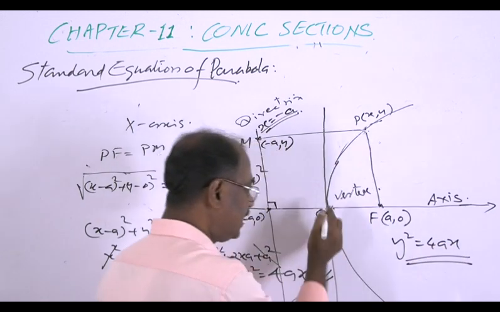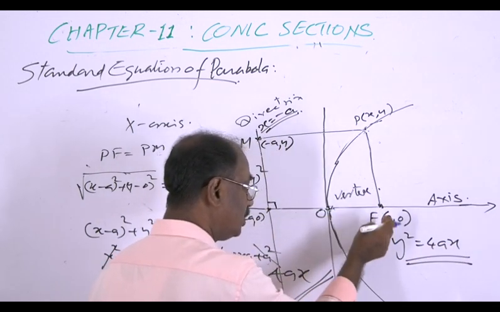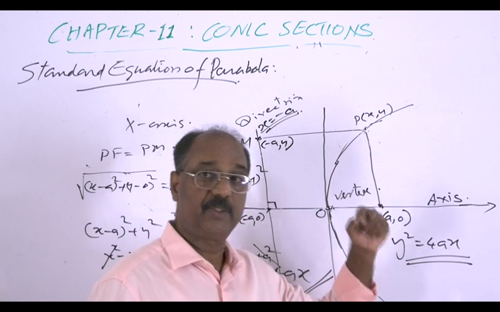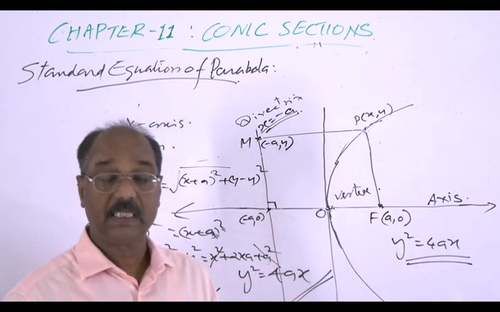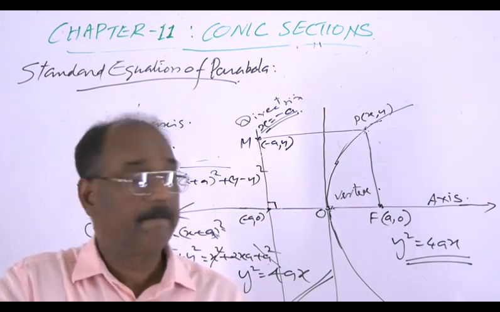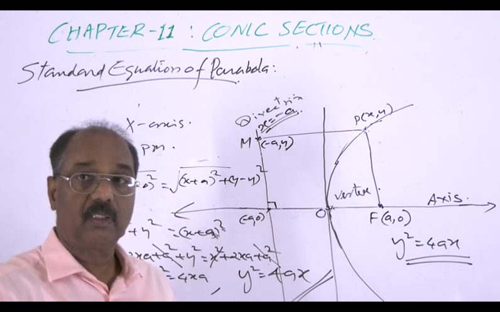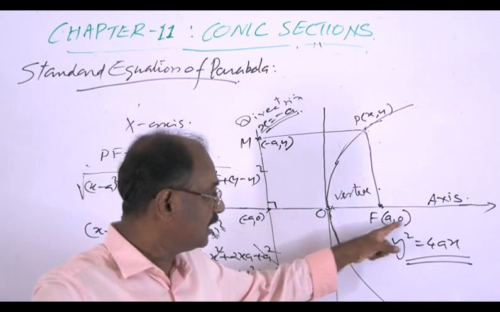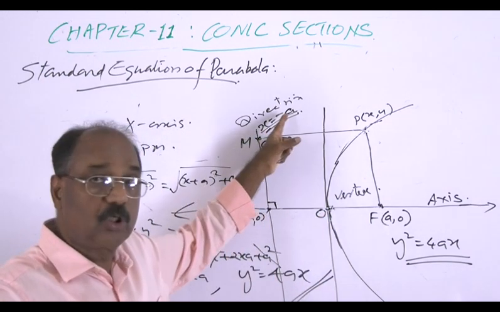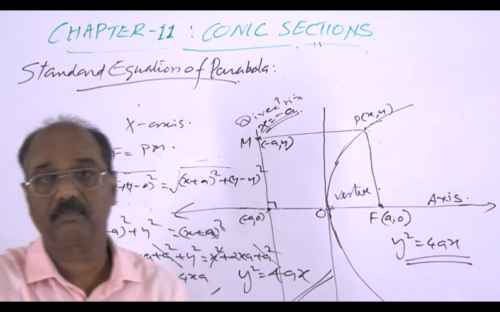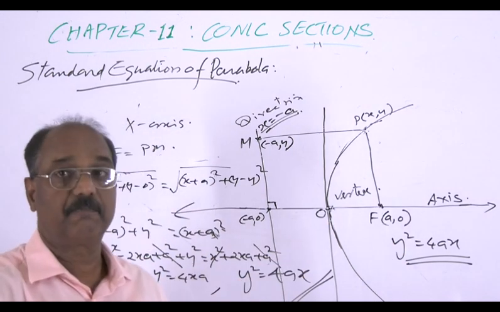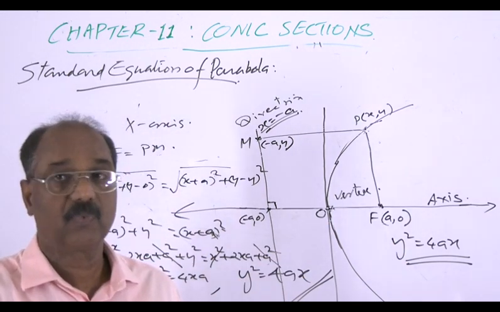Where a is the distance from the origin to this focus. So this is the standard equation. In the standard equation, the axis is the x-axis and the vertex is the origin. Therefore, the focus becomes (a, 0), where a is this distance, and the directrix is x equal to minus a, or x plus a equal to 0. So this is the standard equation.